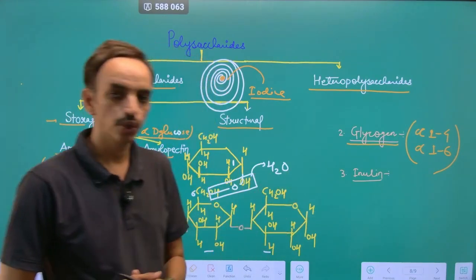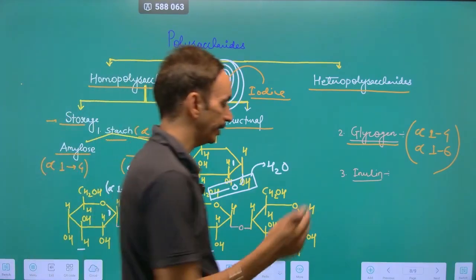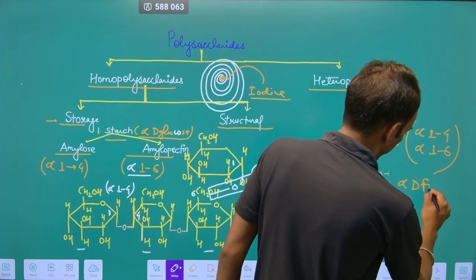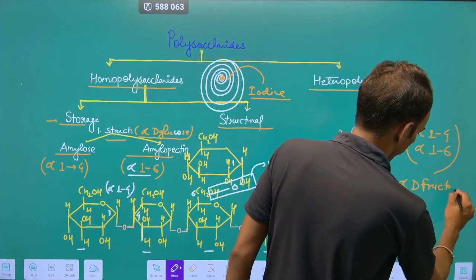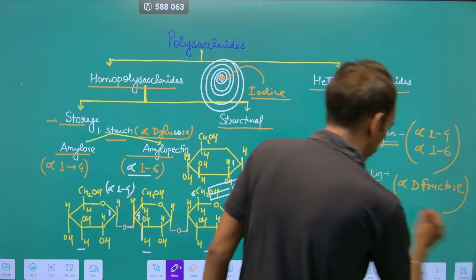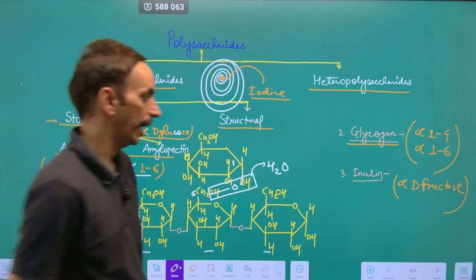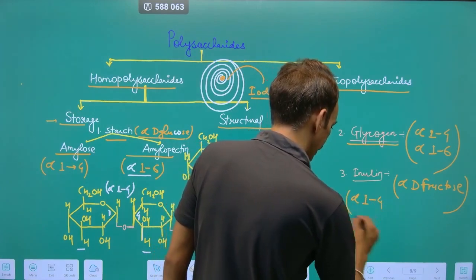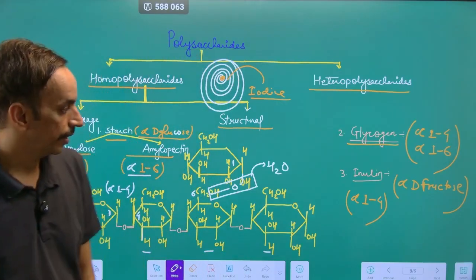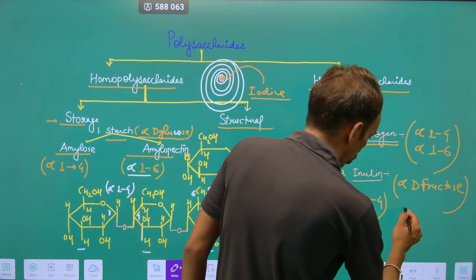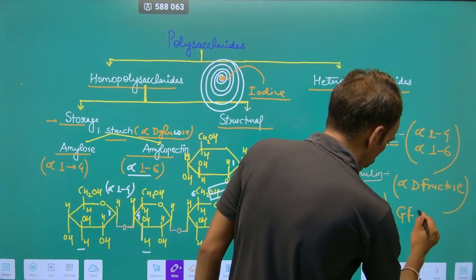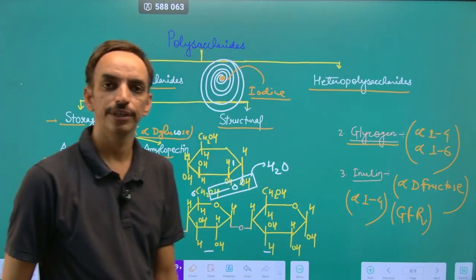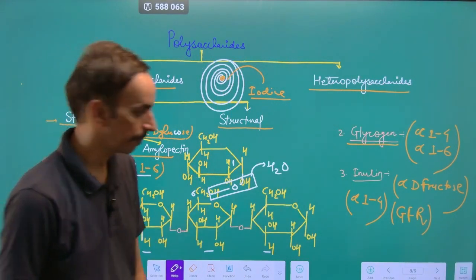Next type of storage homopolysaccharide is inulin. It is a polymer of alpha D fructose having alpha 1,4 linkages. Inulin is water soluble and it is used to determine the glomerular filtration rate. So it is an important sugar.